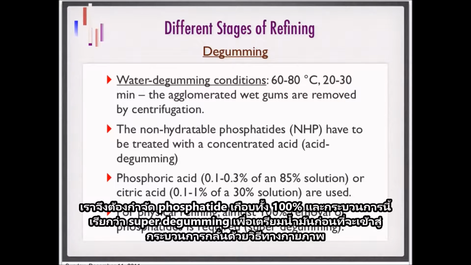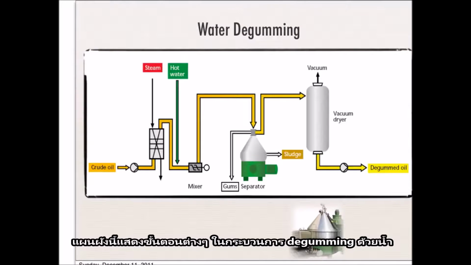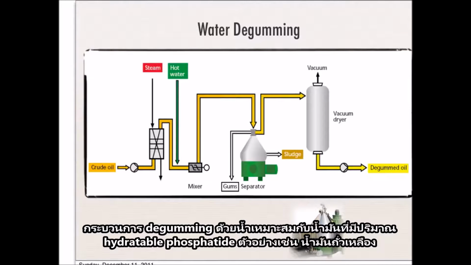So we need to remove almost 100% of phosphatides, and this process is called super degumming, to prepare the oil before it goes through the physical refining. This diagram shows the various stages in the water degumming process. Water degumming is suitable if the oil contains a high amount of hydratable phosphatides, for example, soybean oil.